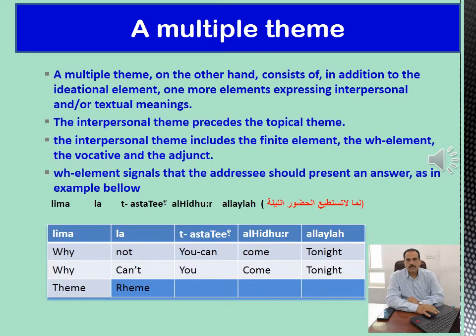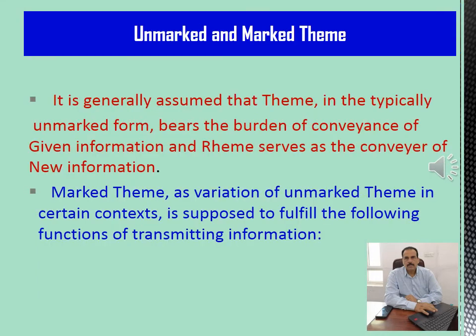لما لا تستطيع الحضور الليلة. لما means why. لا, not. تستطيع, you can. الحضور, come. الليلة, tonight. So لما لا تستطيع الحضور الليلة means why can't you come tonight. Why, or لما, carries the theme, while the rest of the sentence, can't you come tonight, is the rheme.